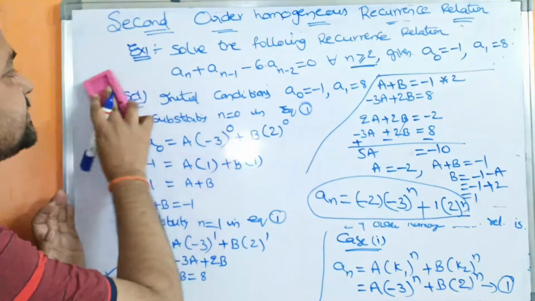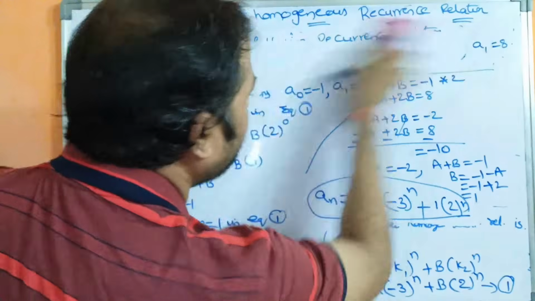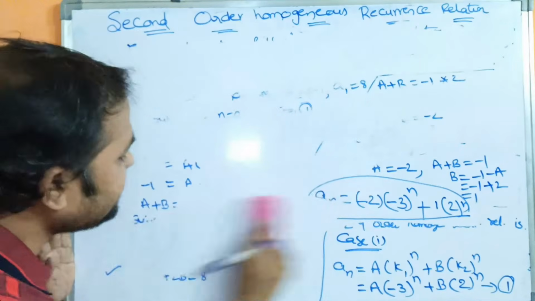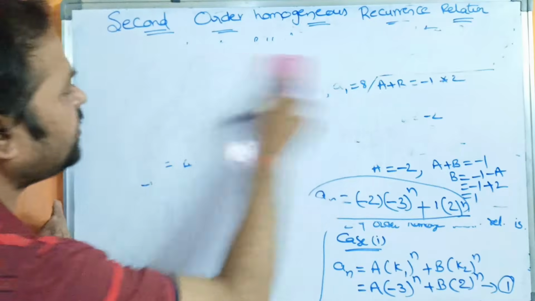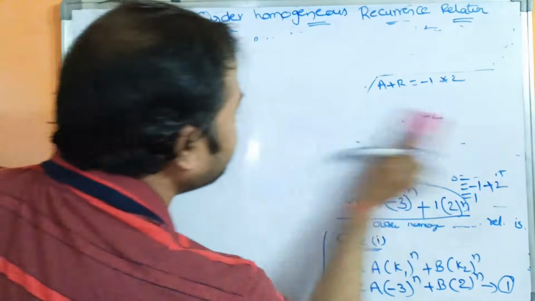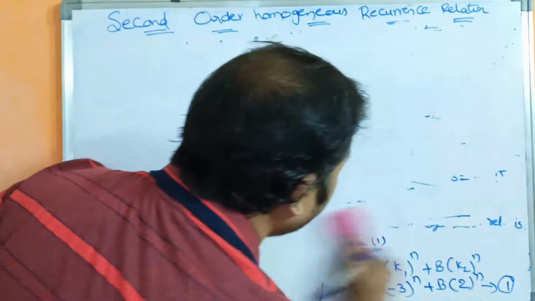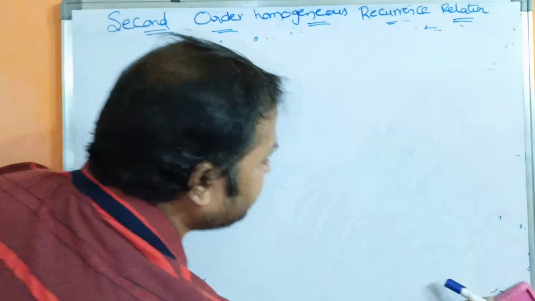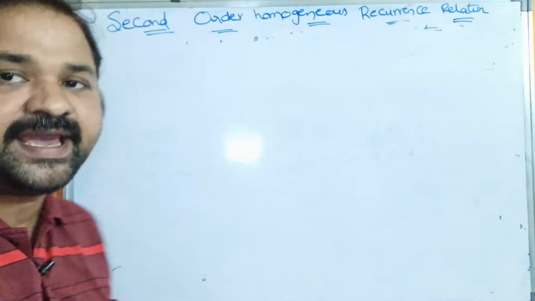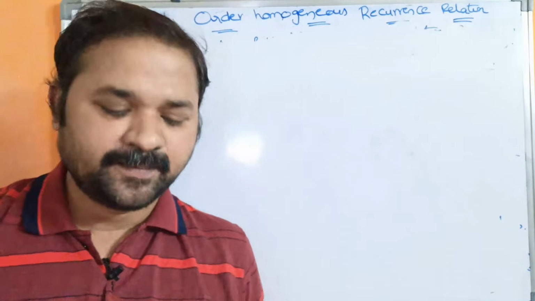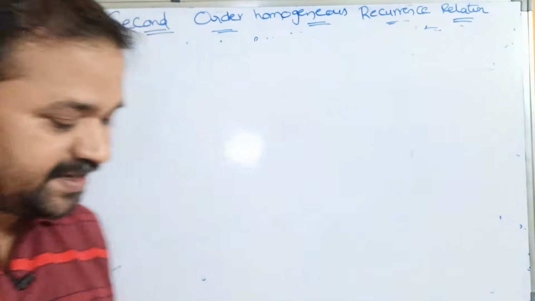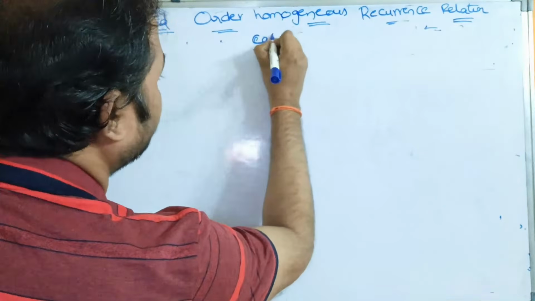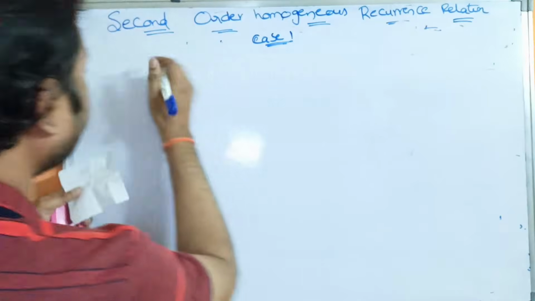Now let us see the second example. Example 2. Solve the following recurrence relation. The second example is also based on case 1. So what is case 1? Case 1 means roots are real and distinct. If roots are real and distinct, then the formula is a into k1 power n plus b into k2 power n. Now let us solve the second example based on case 1 only.